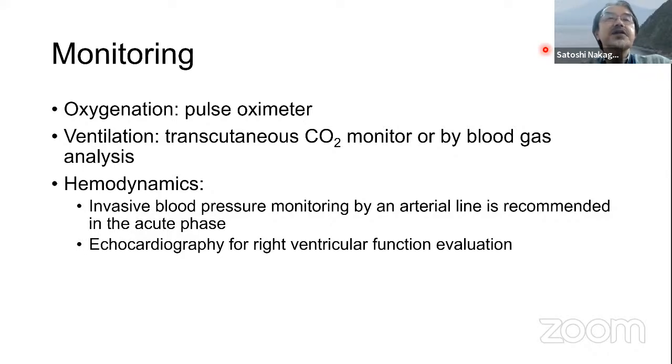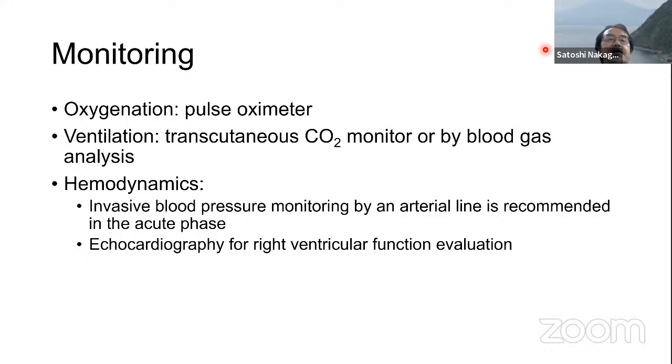In terms of the monitoring, we need a continuous monitoring system. For oxygenation, we use a pulse oximeter. To evaluate ventilation, some centers prefer to use a transcutaneous CO2 monitor. However, we use blood gas analysis relatively frequently to look at the CO2 level during high frequency oscillation. I will discuss the hemodynamics later on.